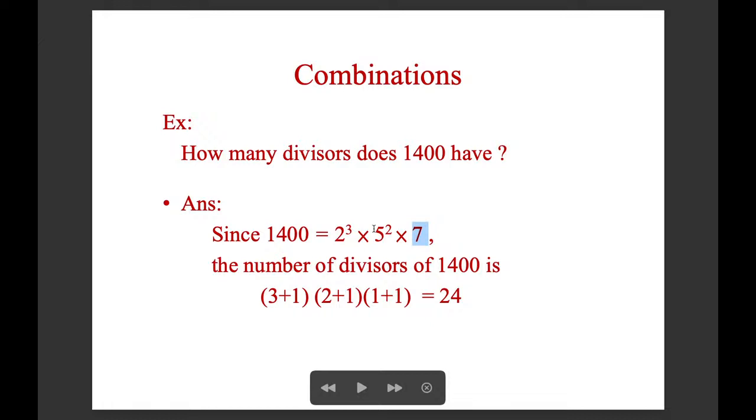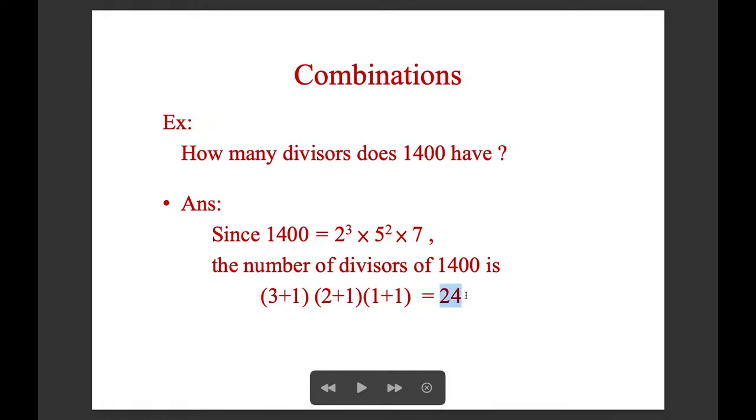It may have 5 as a factor, but it cannot have more than 2 of them. And it may have 7 as a factor, but it cannot have more than 1 of them. So in this case, the number of divisors of 1400 will be equal to, there's 4 ways to choose how many 2's that this divisor has. So 4 ways here, because we can choose 0, 1, 2, or 3 twos. And then 3 ways for the selection of 5, and 2 ways for the selection of 7. So in that case, there are 24 ways.